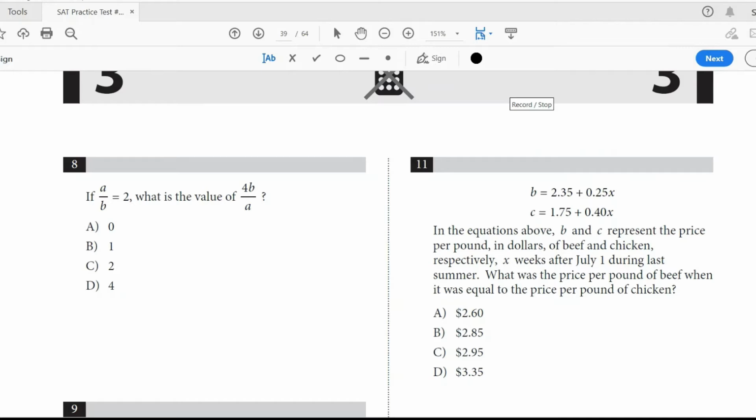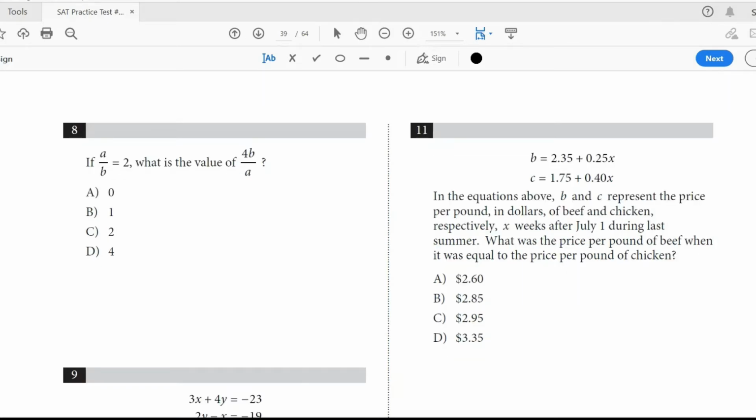All right, so moving on to number 8. In this question, if A over B equals 2, what is the value of 4B over A? Now the trick over here is quite simple. Just look at the question. We try to make this part, A over B, look as close as possible to 4B over A, and then we sort of make them look the same. So with that, let's begin.